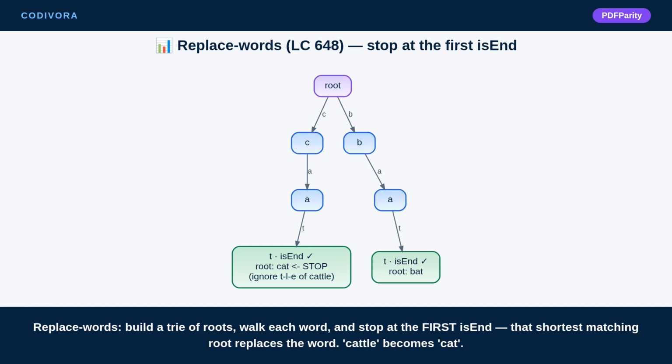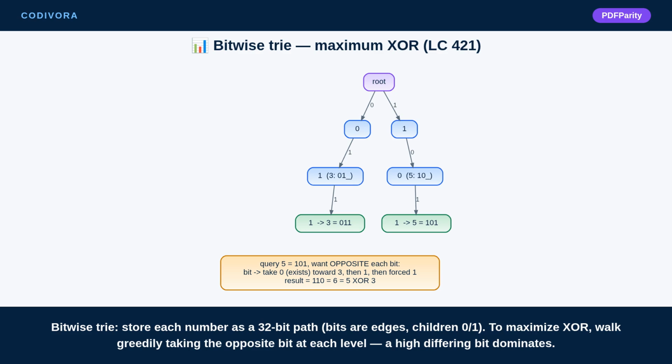And if you hit a missing child before any isEnd, no root matched, so you keep the original word. The surprise tree: Maximum XOR of two numbers. The alphabet is just 0 and 1, and each number is its binary form, most significant bit first. Take 3, which is 011, and 5, which is 101. Insert both as bit paths.